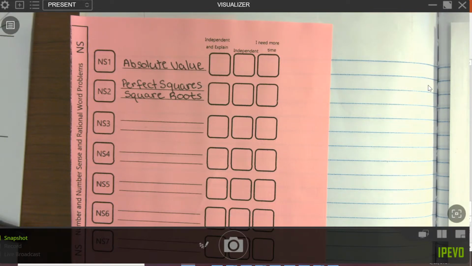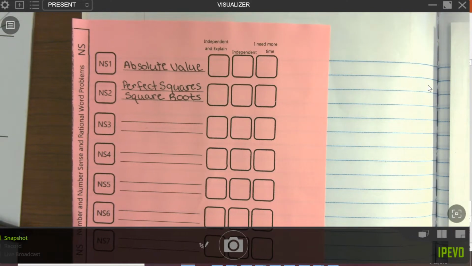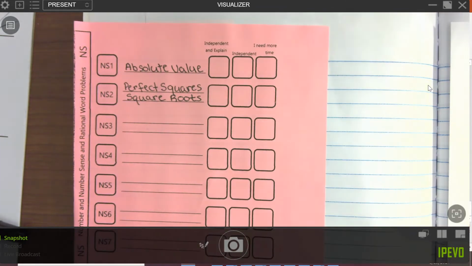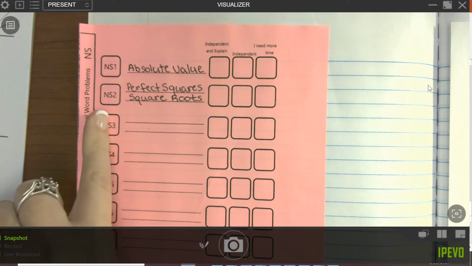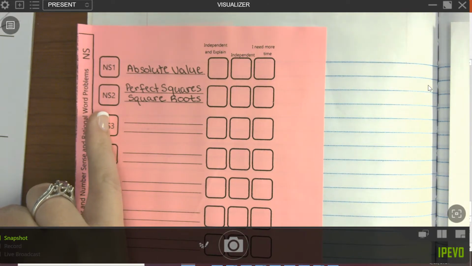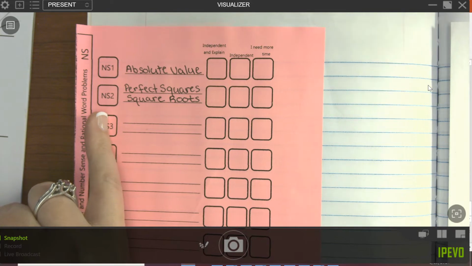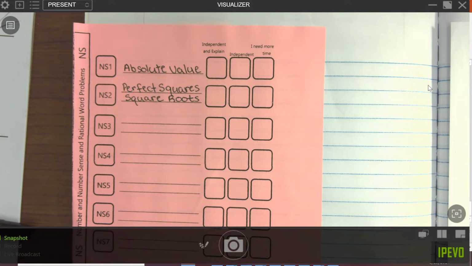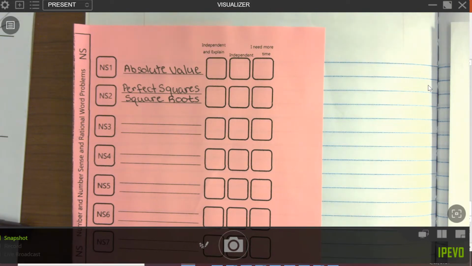The first thing you're going to do is open up to that pink divider that you've glued in your notebook. Our first topic in this unit was absolute value. We're moving on to our second topic, NS2, which is perfect squares and square roots. We're going to start with perfect squares today, but we're going to list both of them under topic 2 because they kind of go hand in hand. So make sure to take a moment and get your divider caught up with our topics.